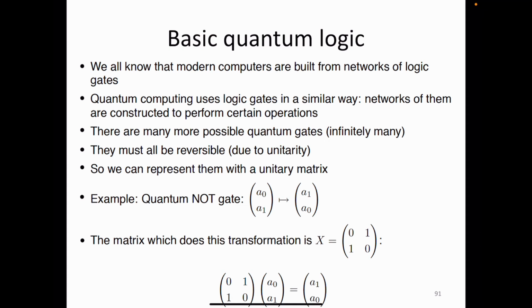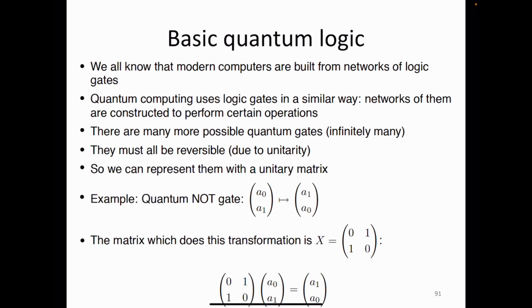So I guess it's not big news when I tell you that the computers that we use are built from networks of logic gates. Quantum computers use logic gates in a similar way. So networks are constructed to perform certain operations. And there are many more possible quantum gates than classical gates. So in theory, there are infinitely many, but in practice, we don't use infinitely many. And they must all be reversible, as we know. And this is because we want to represent them in terms of a unitary matrix. And why we have to do unitary operations, we already learned previously.